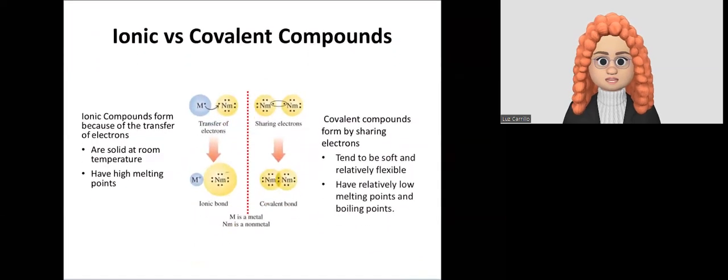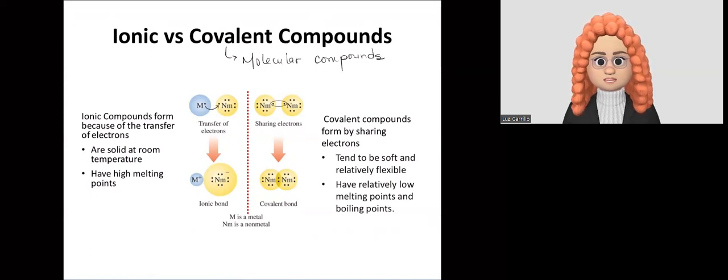When it comes to compounds, remember that those are substances made from elements being chemically bonded to one another. There are two major classes of compounds that can be formed. One class is called an ionic compound. The other class is called covalent compounds. Covalent compounds are also known as molecular compounds.